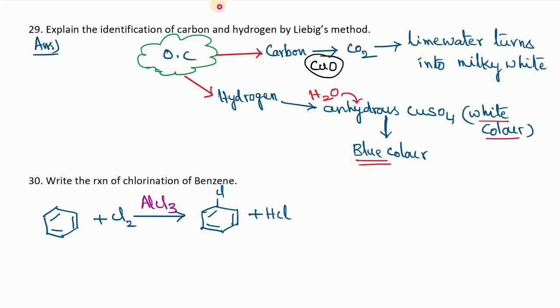Next, write the reaction of chlorination of benzene. So this is benzene. Benzene reacts with chlorine in presence of AlCl3, that is aluminium chloride, will give you chlorobenzene. This reaction is also called chlorination of benzene. This is called chlorobenzene. Okay, here AlCl3 is acting as a catalyst.